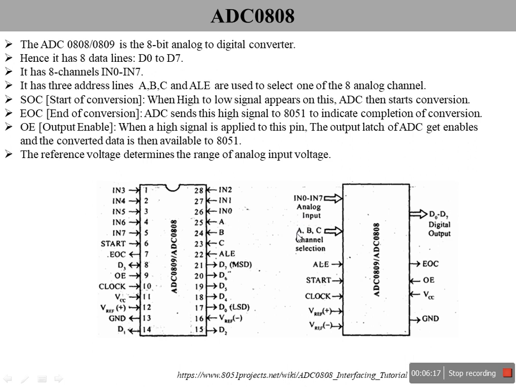Say for example, if it is A0, B0, C0, then IN0 will be selected for conversion. Then we have to connect an analog signal to IN0 and set A0, B0 and C0. Then this channel will be connected for conversion and the corresponding data will be available on the digital pins.